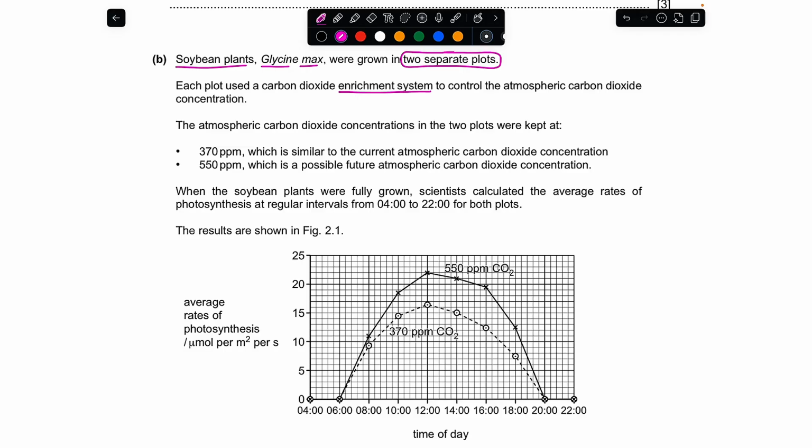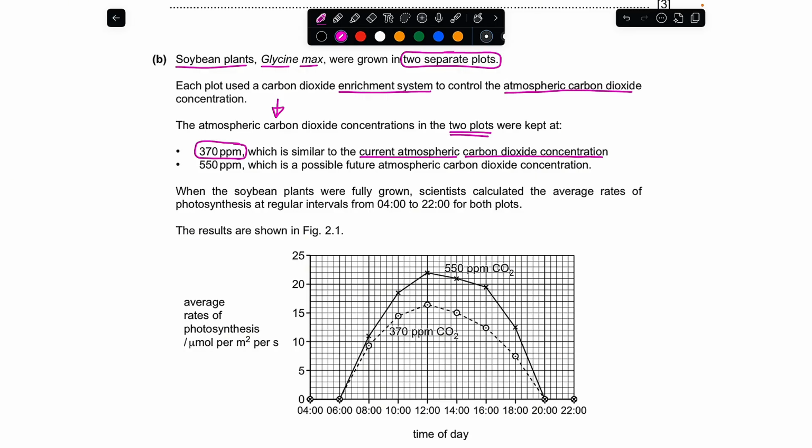And by the enrichment system, what we mean is that they would be using some burners. And by that, they would be able to be controlling the atmospheric carbon dioxide concentration for the plants that they were trying to grow. What they have to be telling us next is that for the plants that we have in the two plots, the atmospheric carbon dioxide was varied. For the first plot, the carbon dioxide concentration kept was 370 parts per million, and that is equivalent to the current atmospheric carbon dioxide concentration that we have now.